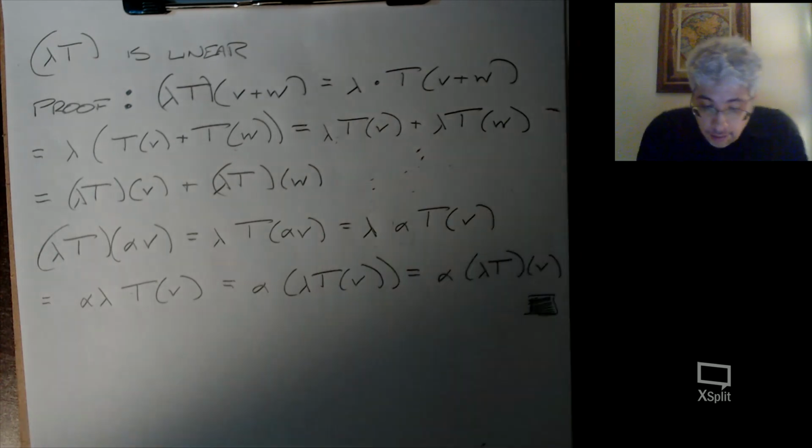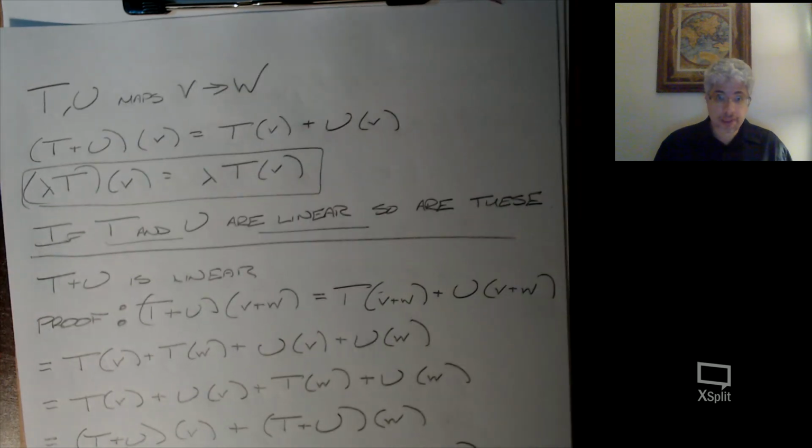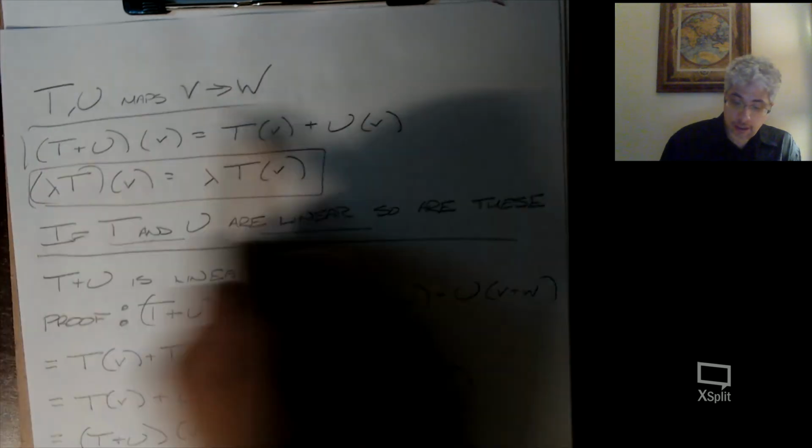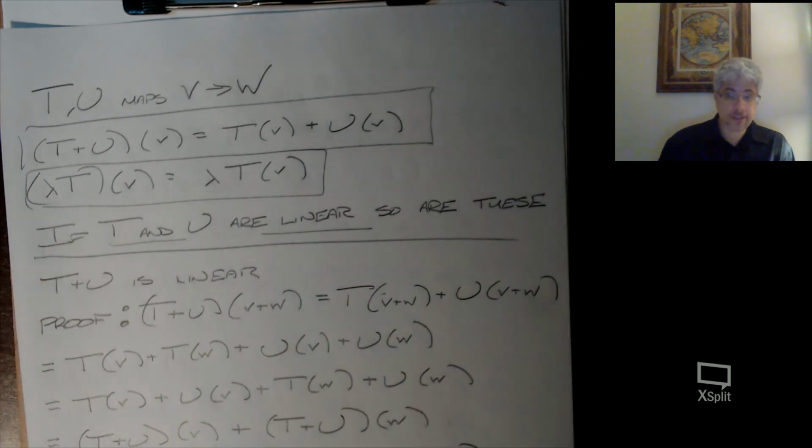So, if T and U happen to be maps from V to W, and they are both linear, then their sum is linear, and any scalar multiple of the map is also going to create a new linear map for us. So that's a nice way to create new linear maps from existing ones.